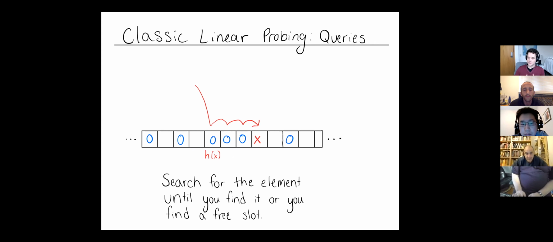Queries are also simple, and they work essentially the same way. If you want to find out whether some element x is in your hash table, you just hash the element, and you walk forward until either you find the element that you're looking for, meaning it is in your hash table, or until you find a free slot, meaning the element isn't there.